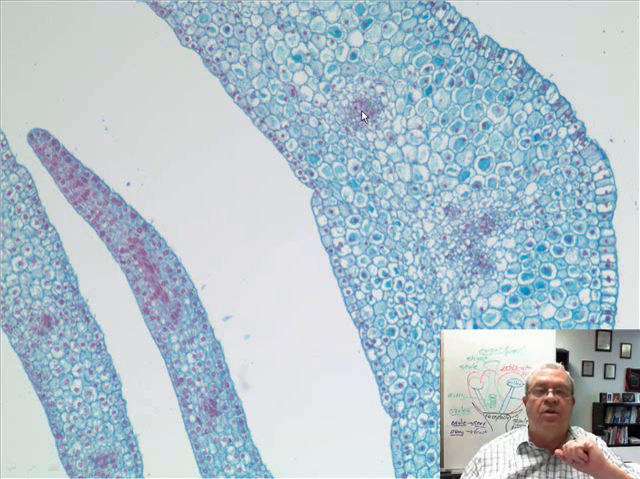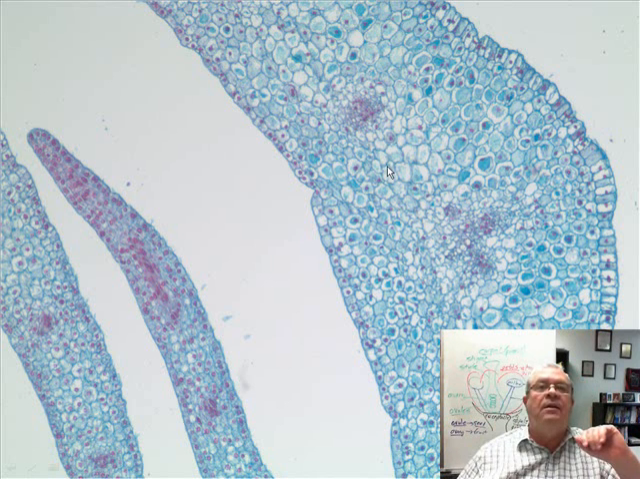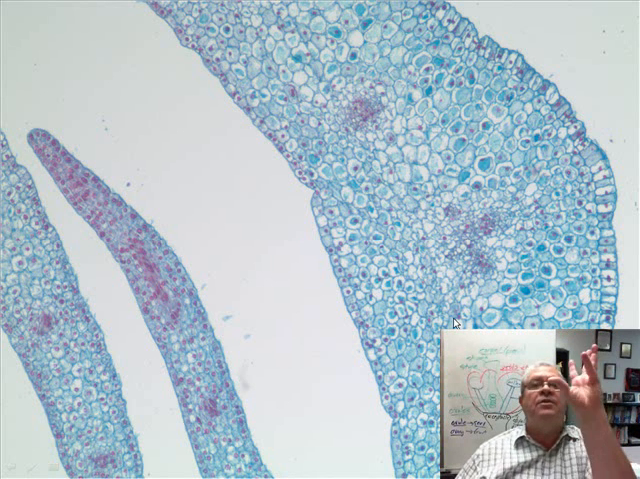And what are these called? What's on the very outside of a flower, of an unopened flower? It would be what? The sepals. Yes, they do what? They protect the unopened bud. So we have sepals on the outside.